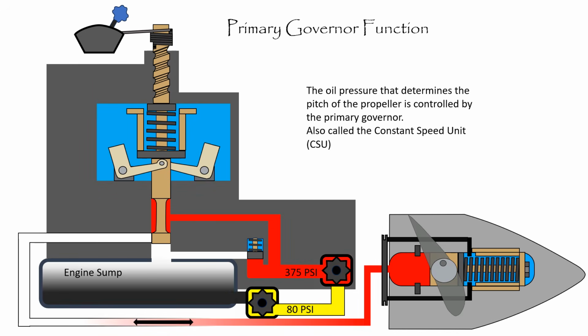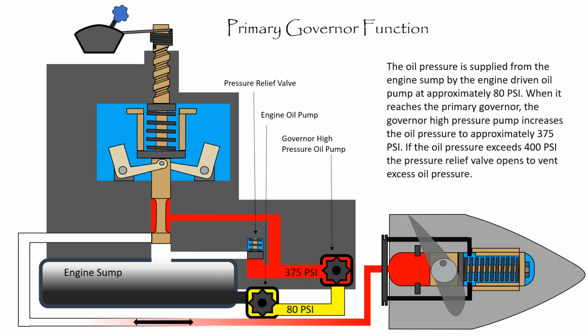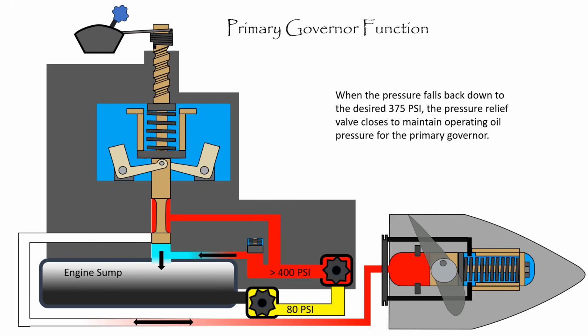The oil pressure that determines the pitch of the propeller is controlled by the primary governor, also called the constant speed unit, or CSU. The oil pressure is supplied from the engine sump by the engine-driven oil pump at approximately 80 psi. When it reaches the primary governor, the governor high-pressure pump increases the oil pressure to approximately 375 psi. If the oil pressure exceeds 400 psi, the pressure relief valve opens to vent excess oil pressure. When the pressure falls back down to the desired 375 psi, the pressure relief valve closes to maintain operating oil pressure for the primary governor.